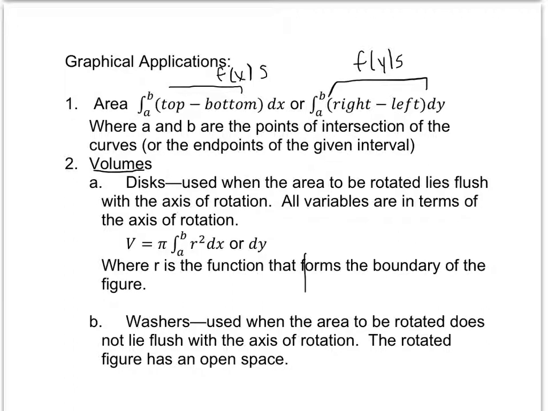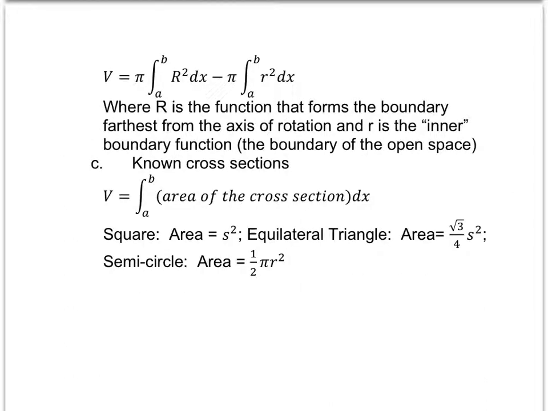Washers are used when the area to be rotated does not lie flush with the axis of rotation, so that there's any space at all between that area and the axis of rotation. And in the washer formula, remember that you square separately. The only time you square together is when you're describing a single length squared. If you're doing washers, you always square separately. And you always measure your radii from the axis of rotation. Not the x or y axis. Whatever it is you're rotating about, stand there and draw your radii out. And there's our formula for washers.